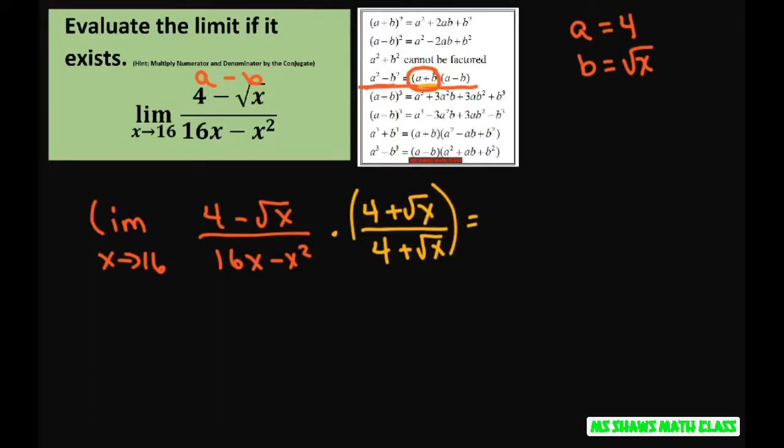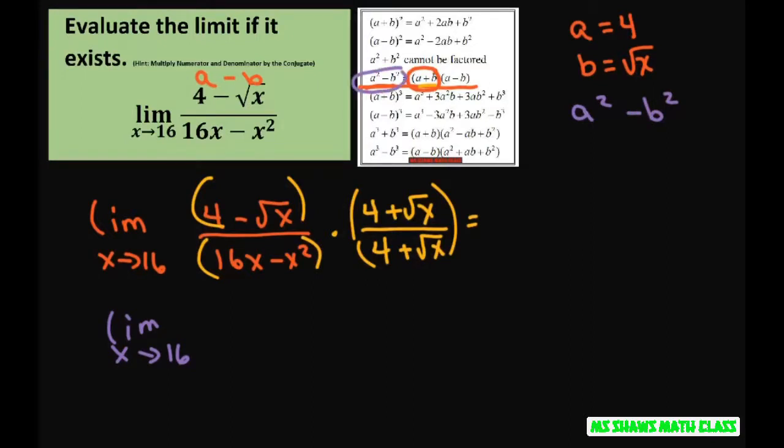So when you simplify this, let's do that. You're going to get the limit as x approaches 16. And now we want to do a squared minus b squared for the numerator. So all you're doing is squaring. This is just going to be x. So what you're going to get is 4 squared is 16 minus, because there's a minus here, x.